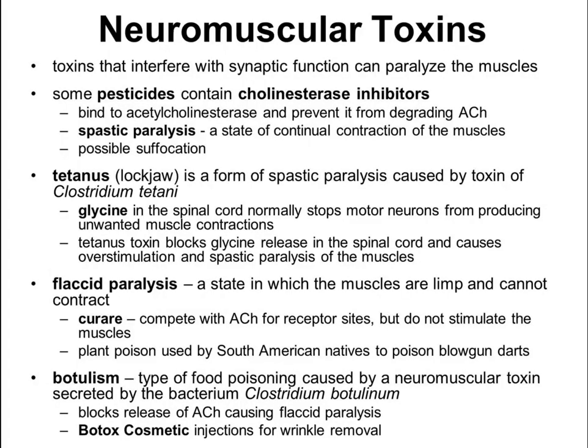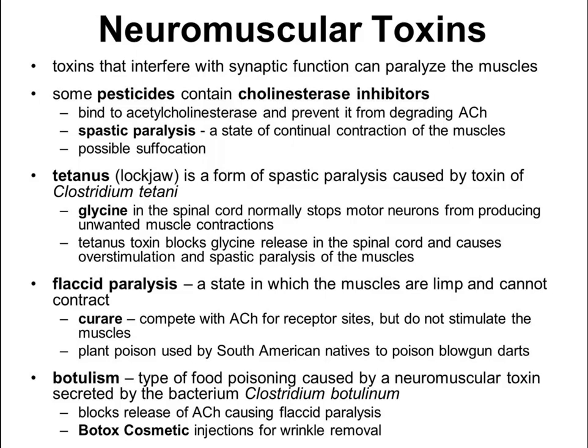Okay, there are certain neuromuscular toxins. There are things that can interfere with your muscles. And this is because they interfere with the synaptic function, and therefore they can cause paralysis of the muscles. There are things like pesticides that can do this. And depending on the types of things they may include, they can inhibit or block your receptors.